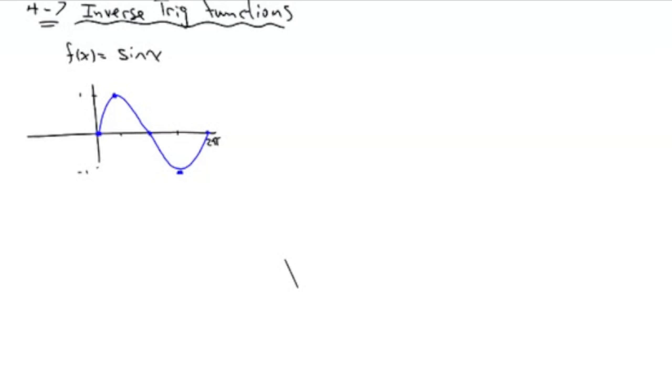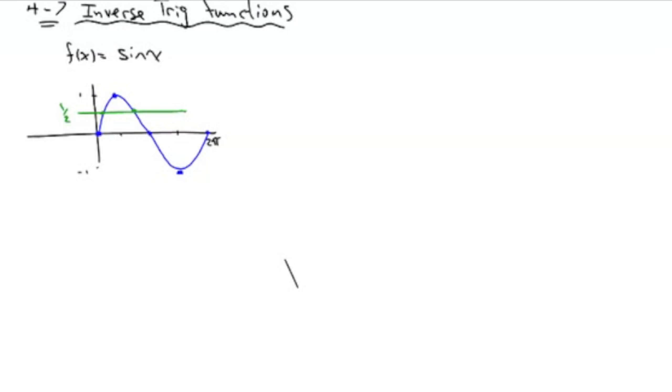The horizontal line test. Because of the horizontal line test, this graph is getting hit twice for one single y value, say like y equals a half. It's going to have two different solutions. And that doesn't work because if you want an inverse, it has to be 1 to 1.